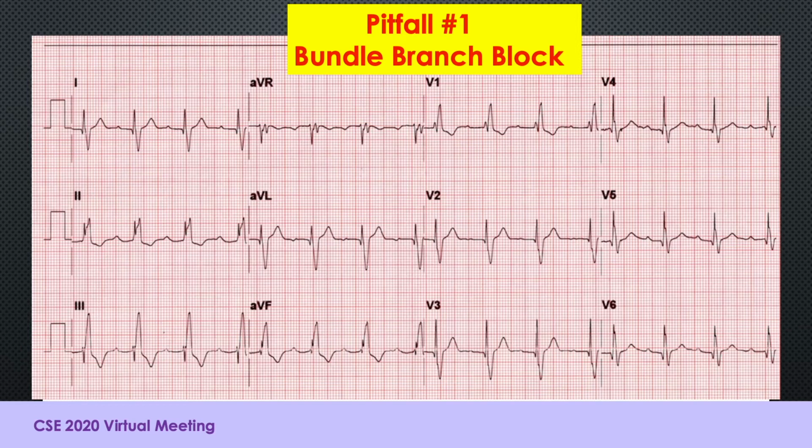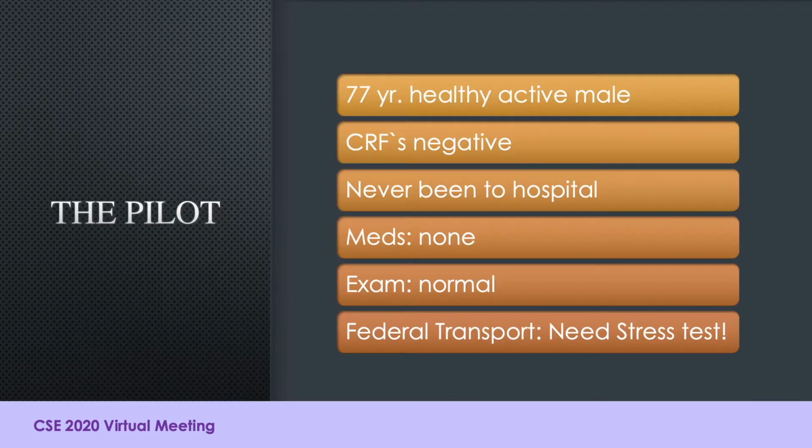I'd like to highlight this through a case example. This is a 77-year-old pilot who's applying for his license annually. He had no cardiac risk factors. He's never been to the hospital, on no medications, and his exam and blood pressure were normal. Federal transport mandated that he needed a stress test before clearing his license.